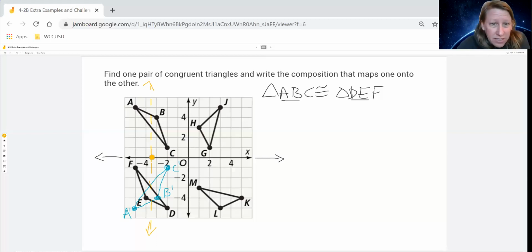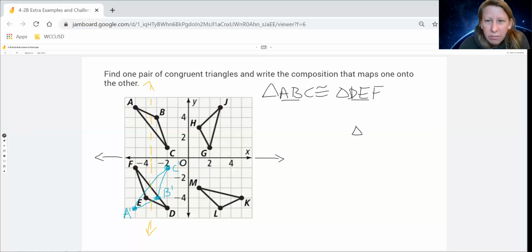But if I do that, does C get onto F? Does C prime land on F prime? Yeah, because it's 1.5 away and F prime is 1.5 away. So if I flip it over again, I've got it to match up. All right, let's write that out.